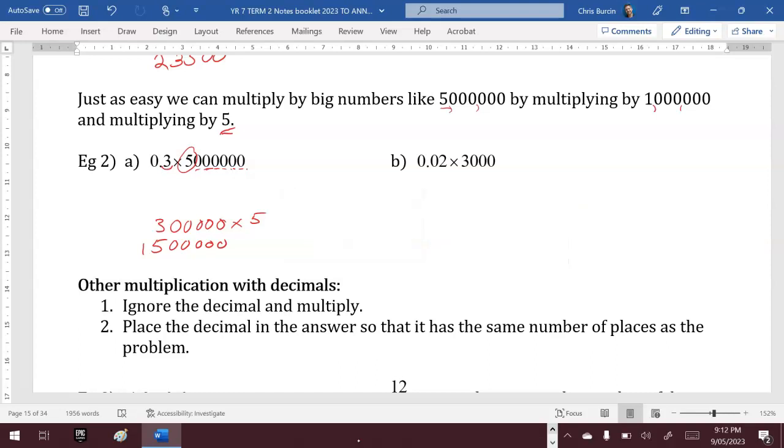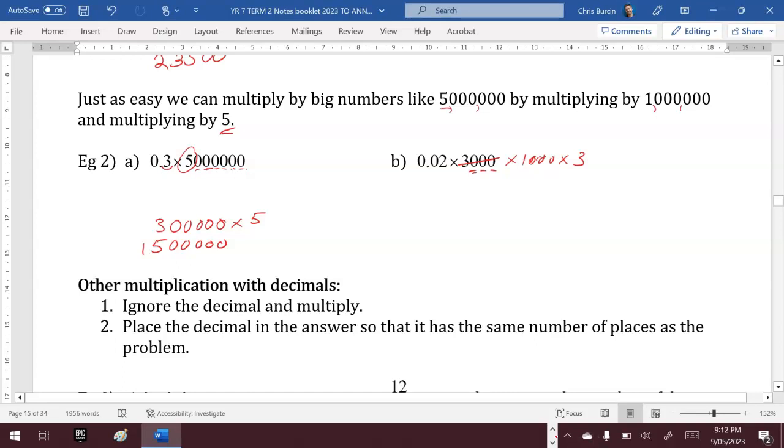Same again over here. We have 1, 2, 3 zeros. So instead of thinking of it as times 3,000, we're going to think of it as times 1,000 times 3, which is exactly the same thing. We're allowed to separate our multiplication out like that. So how many zeros do I have? I said I had 3 zeros.